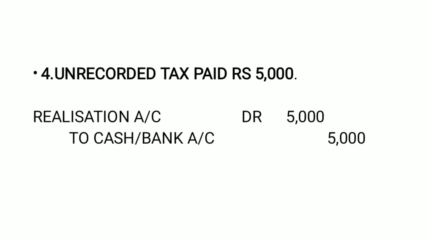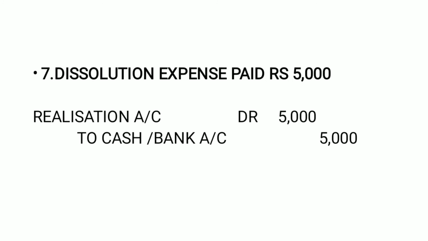Alright, the next transaction, it says dissolution expense paid rupees 5,000. Dissolution expense, the very first payment that you need to pay at the time of dissolution of the firm. So this is again the payment. The journal entry for the payment says realization account debit 5,000 to cash and bank account 5,000 again.